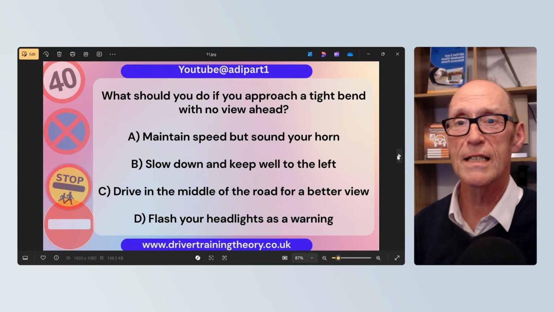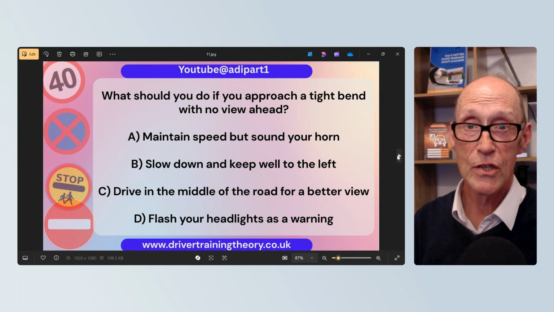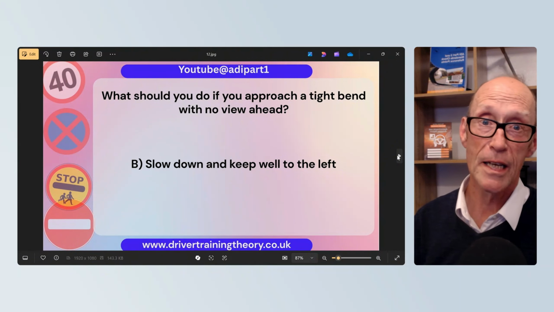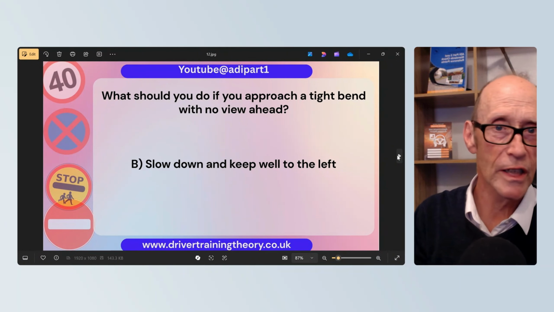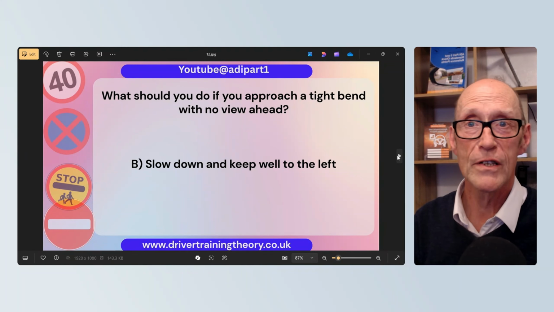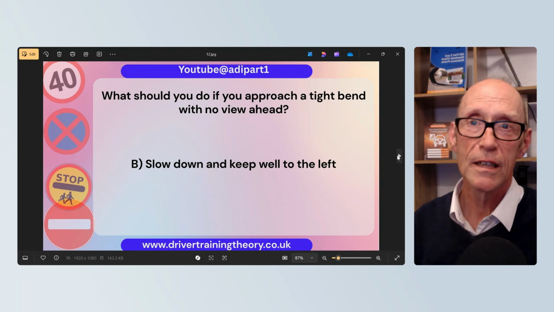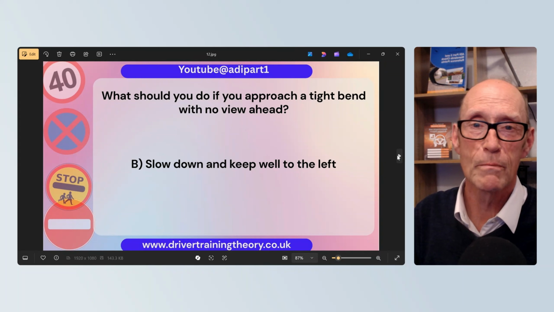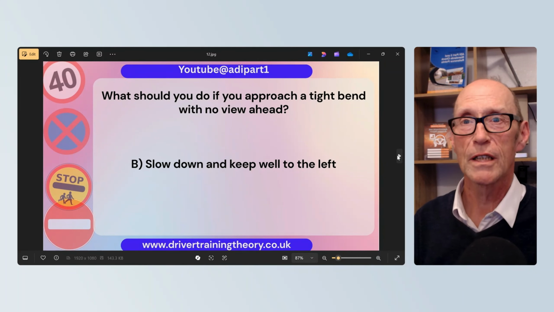Well, realistically, the most important of all of those is to slow down and keep well to the left, because you don't know what's going to come the other way and how quickly. And especially if it's a tractor, especially if it's a milk lorry, you want to give it as much room as you can and as much chance to react to you as you can.